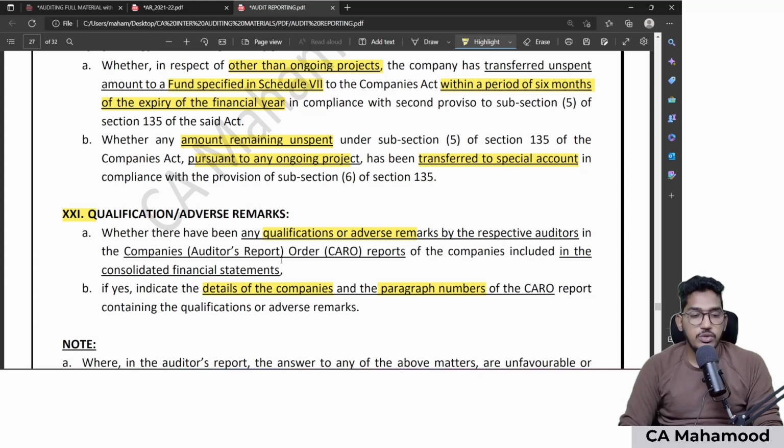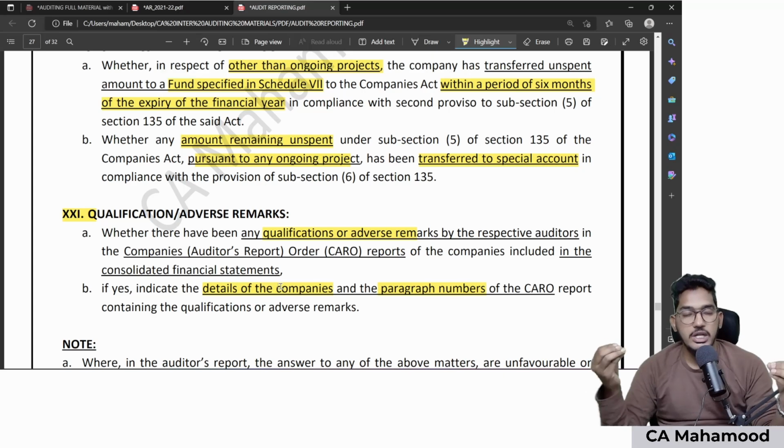Understood everybody? And one more thing here, all these 21 matters are required to be reported whether or not you have positive responses or negative responses. In all the cases, you have to report on all the 21 matters.